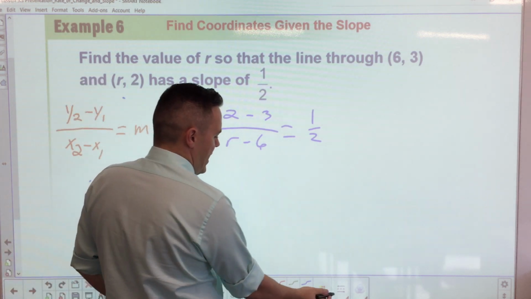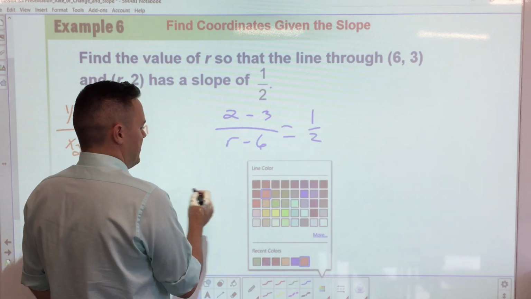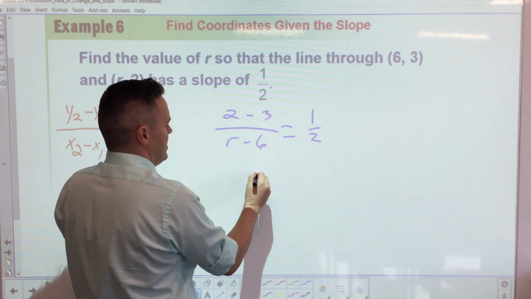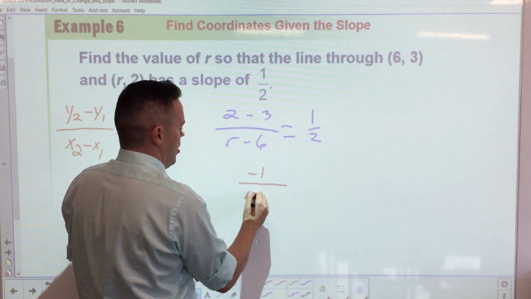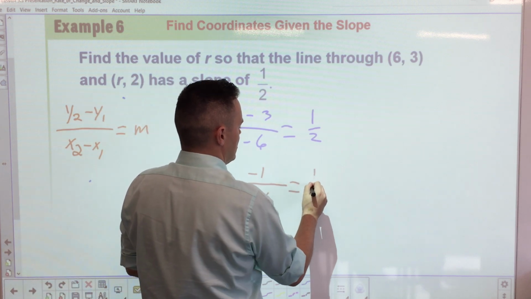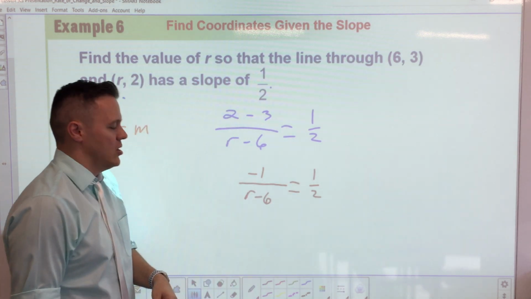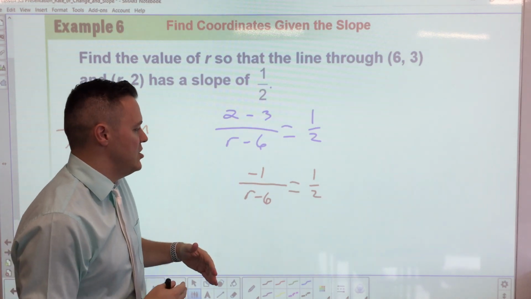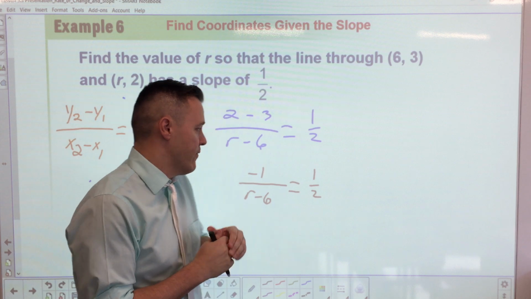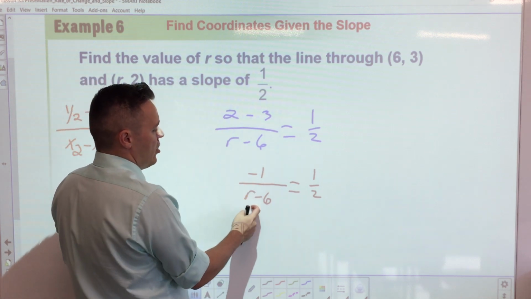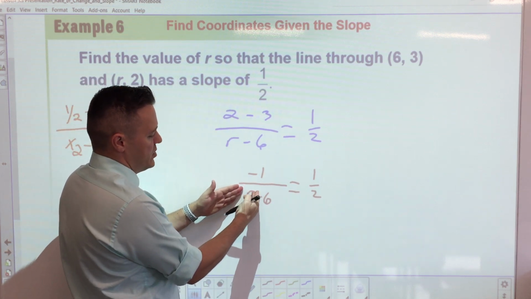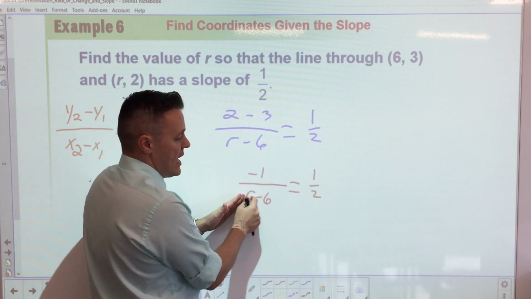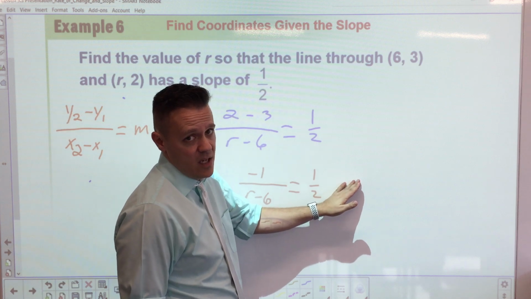So let's simplify it first, okay? Simplification means do the math on the top. So 2 minus 3 is going to be -1 over r minus 6 equals 1/2. Now here, ladies and gentlemen, is where things get a little tricky. There are two ways that you could possibly solve this. The first would be, remember, we usually don't want to mess with the r, the variable that we got to find for, but it's in the denominator. So we're going to have to shoot it over to this side of the equation.